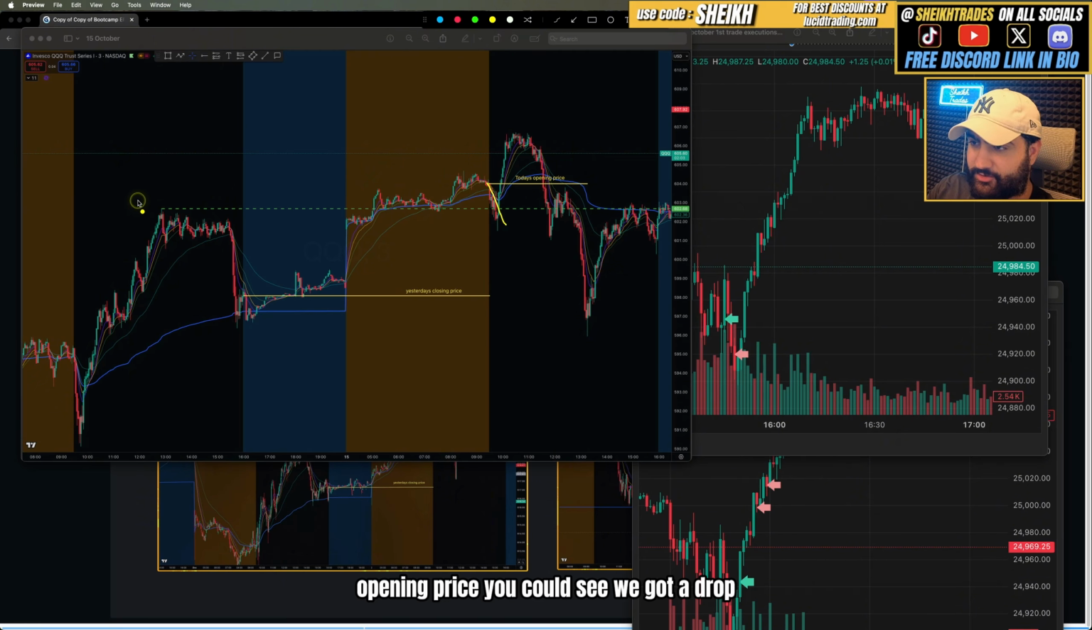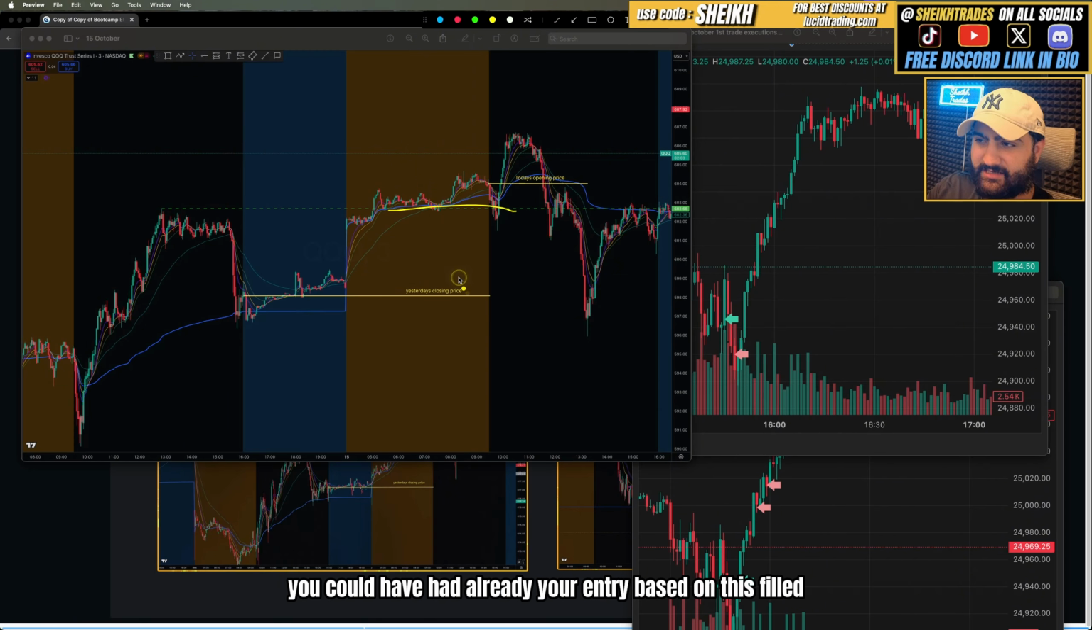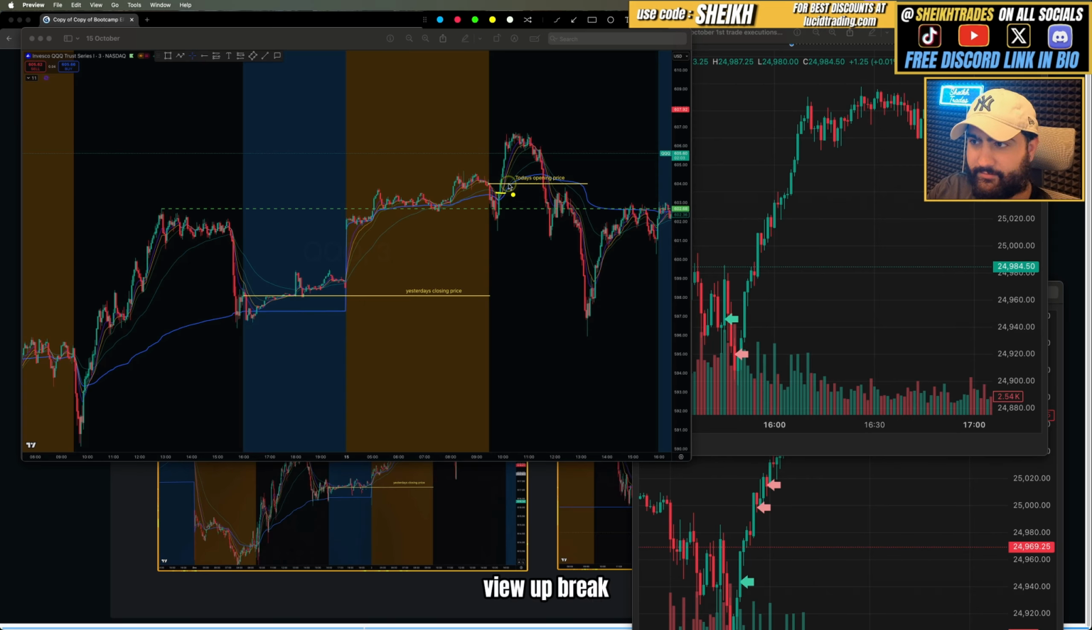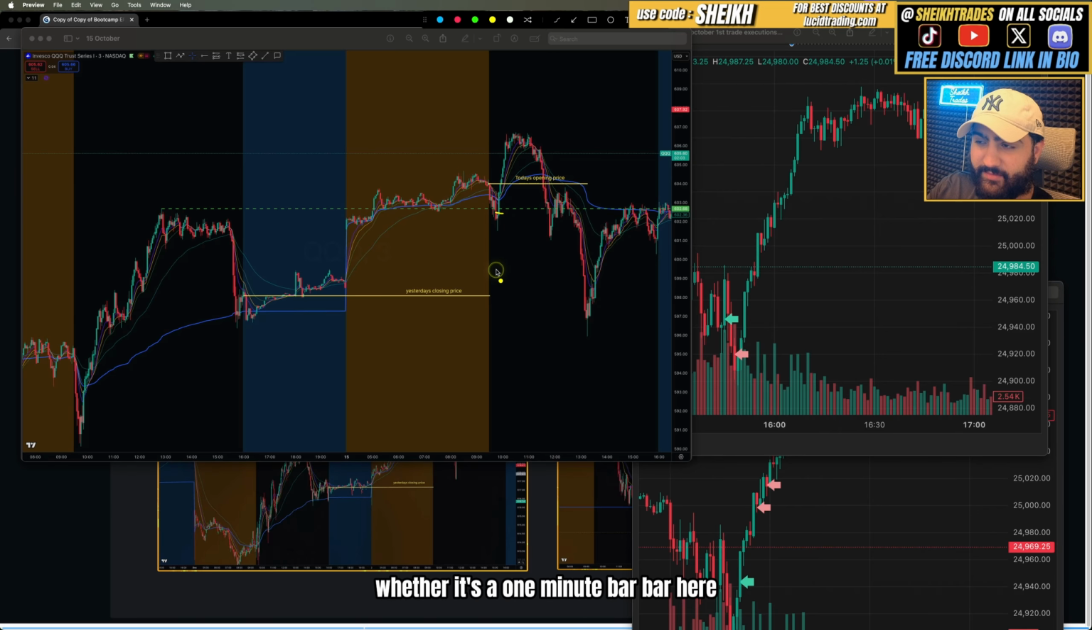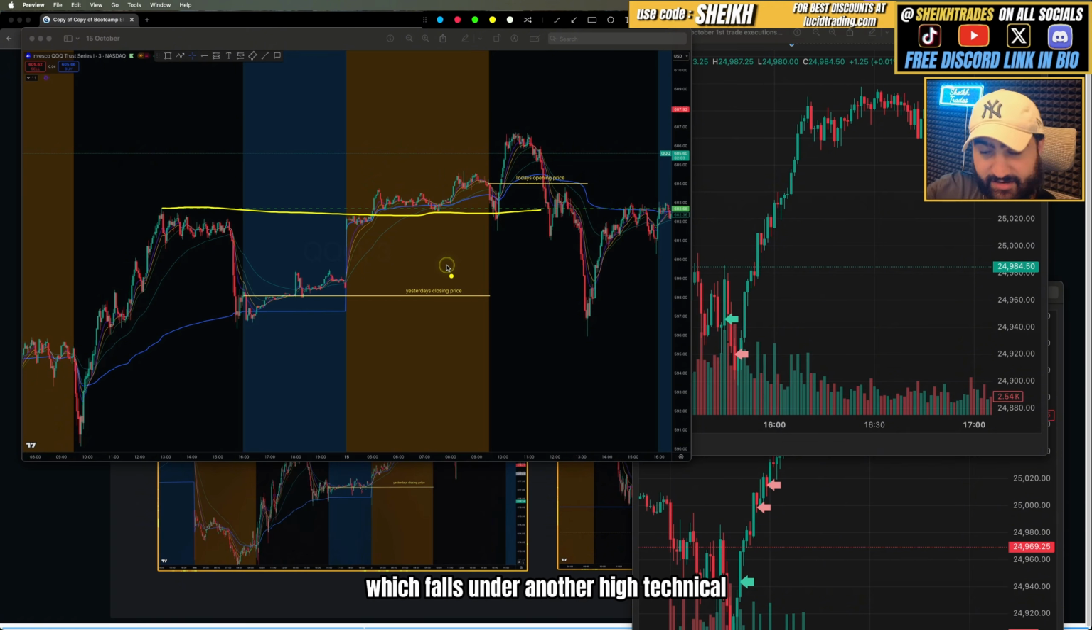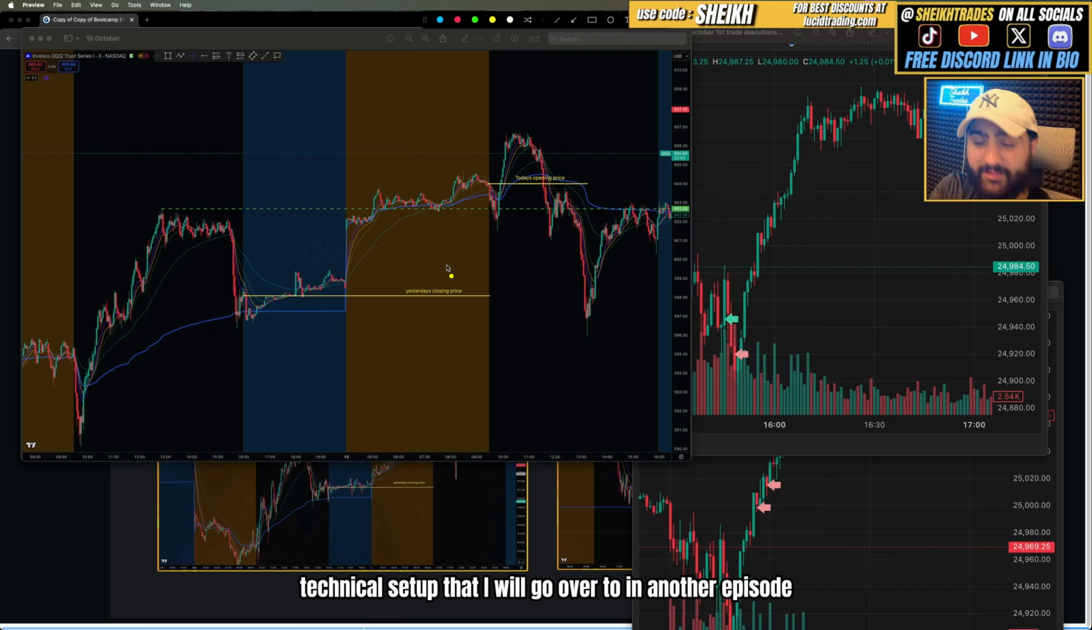You can see we got a drop. We first initially fill yesterday high. We reclaim view up, we go back up. So you could see you could have had already your entries based on this. Filled pre-market low breakout, view up break, pre-market high break. So this drop and pop long buy setup, you could have already positioned yourself either way, whether it's a 1 minute bar here, whether it's a view up here, whether it's a pre-market high break here, whether it's a reclaim of yesterday's high, which falls under another high technical setup that I will go over in another episode.